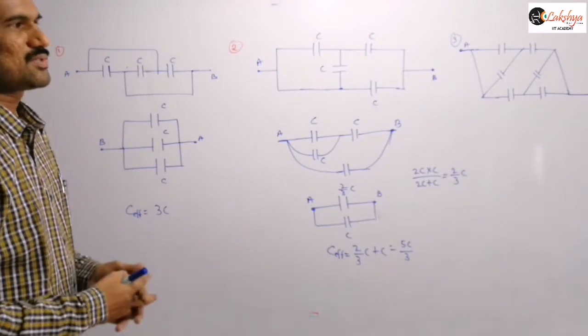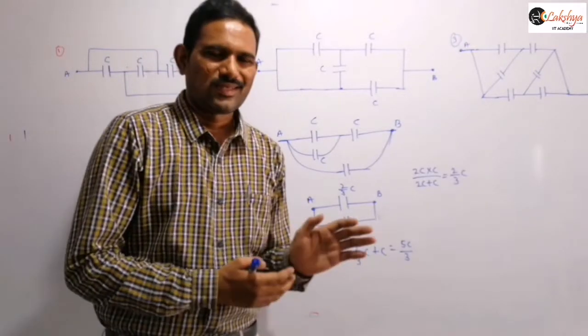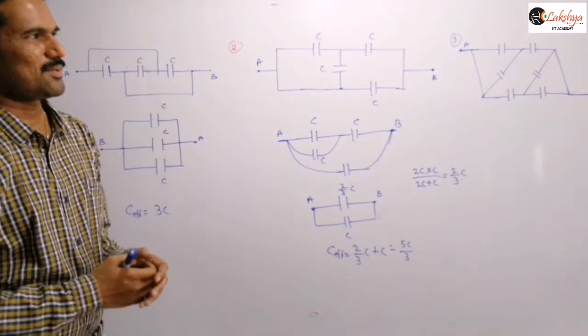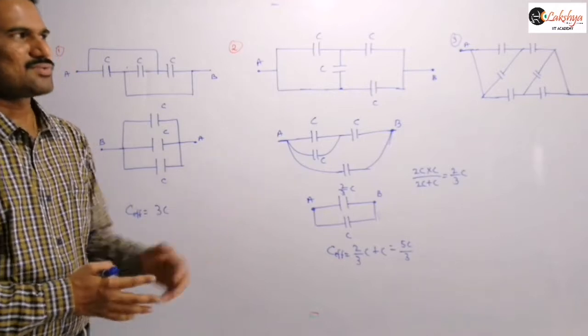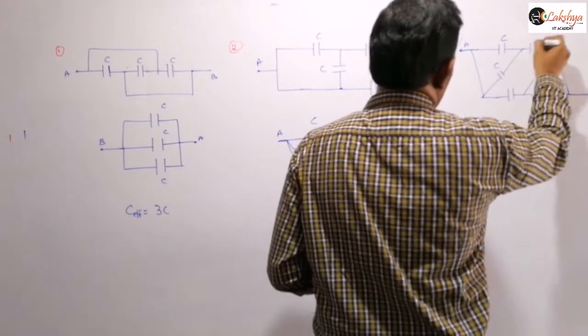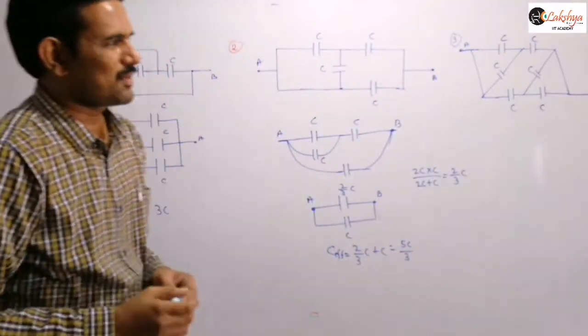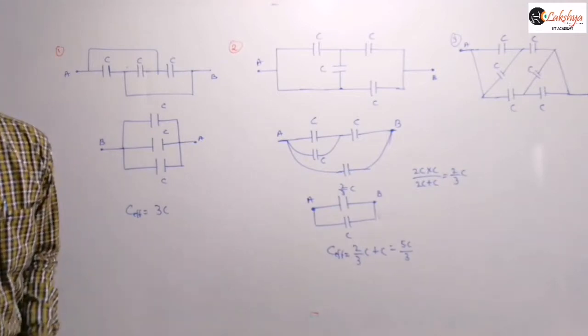So to find the effective capacitance of that combination, you can again identify the series and parallel combination of these capacitors. All of them are identical. Let us take all the capacitors of capacitance C. So identify the series and parallel combination of these capacitors, and solve that problem.